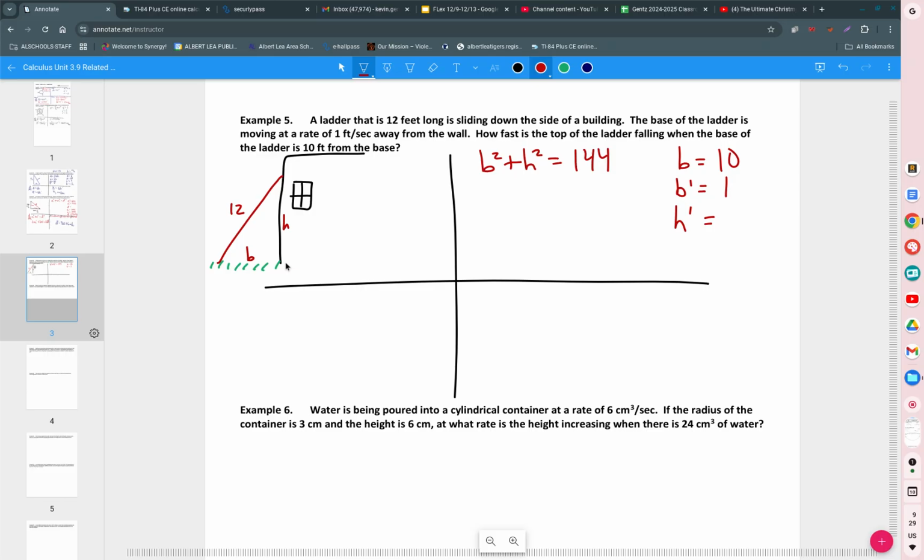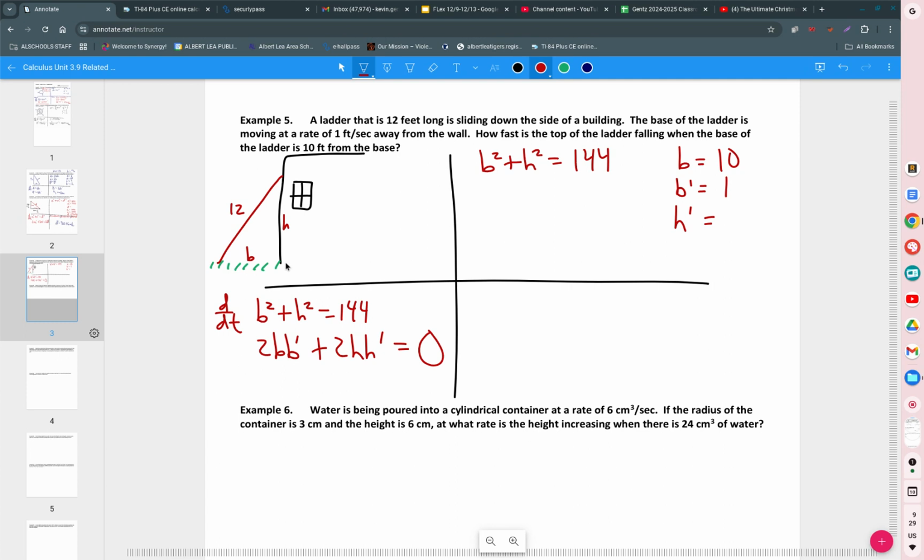h prime? Yeah. So let's take the derivative with respect to time of b squared plus h squared is equal to 144. What is the derivative of b squared? 2b b prime plus 2h h prime equals 0. Sweet. Love it, don't you? Okay, a mistake that people sometimes make is they just write 144, but the derivative of 144 is 0.